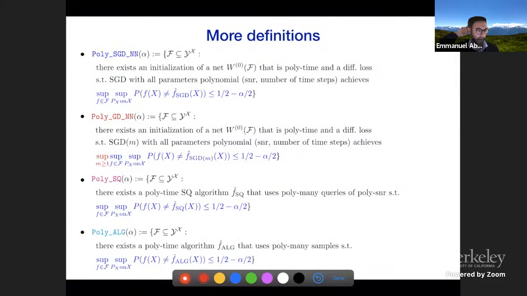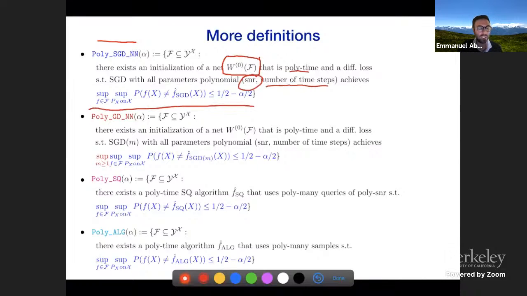Okay, so the last slide of definitions, it's a bit heavy, but then we should be set. Let's first define what I call poly SGD. So this is the class of functions for which there exists an initialization of the net, which depends only on the class of functions. And it has to be polytime, so in particular, the net has to be polysized. And there is a loss function, such that if you run SGD with all parameters polynomial, so that's the number of times that has to be polynomial, and there's this SNR here that I will explain in a second. Then you achieve, and this is the same requirement I had on the previous slide, this edge of alpha in the worst case.